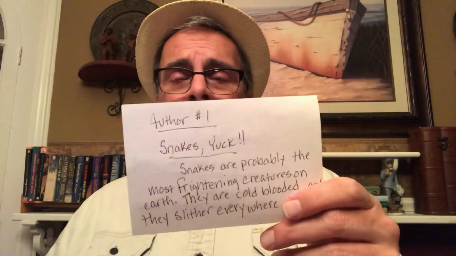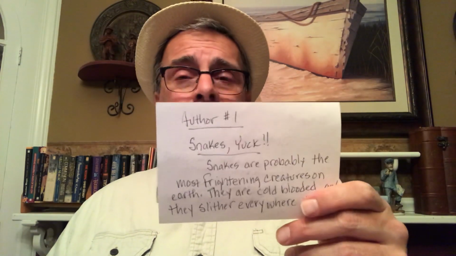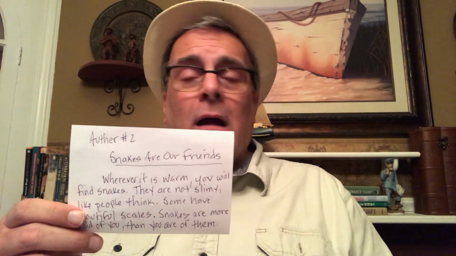It's very simple. You just infer. I mean, this author didn't come out and say, I hate snakes, they're disgusting, blah, blah, blah. But the author showed us. And same with this author. The author never said, I love snakes. But we can infer it. We can figure it out, right?